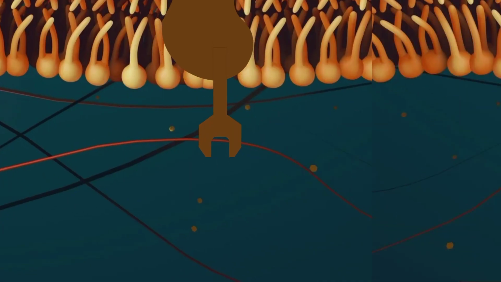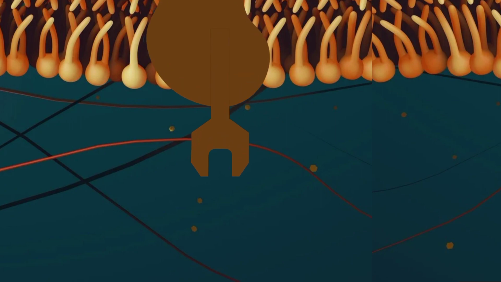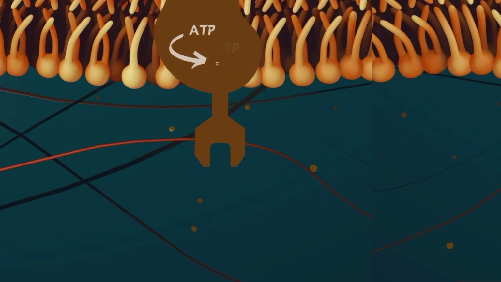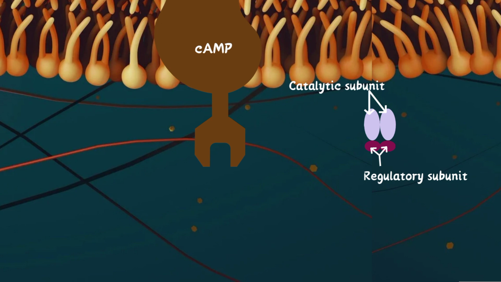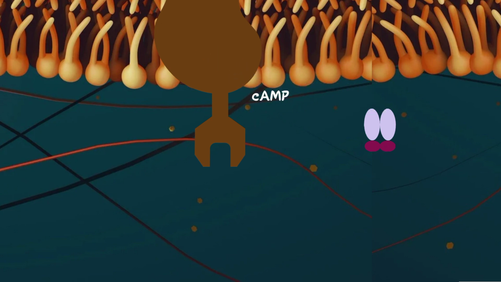Now, the phosphorylated adenylyl cyclase enzyme will convert ATP into cyclic AMP. Cyclic AMP is the second messenger. In the cytoplasm, there is protein kinase A, that is PKA enzyme, which is made up of 2 regulatory subunits and 2 catalytic subunits. The cyclic AMP produced by the adenylyl cyclase enzyme will be released from it and will go and bind to the regulatory subunit of PKA enzyme.